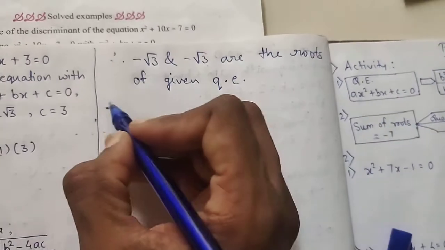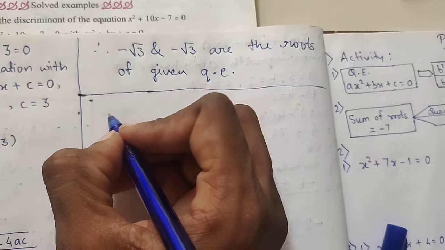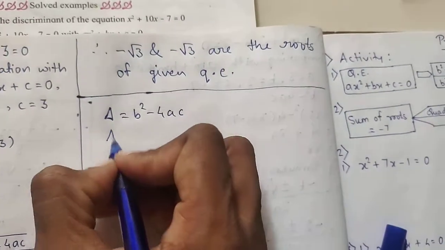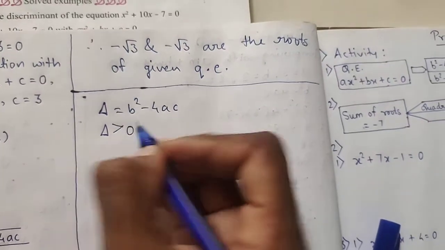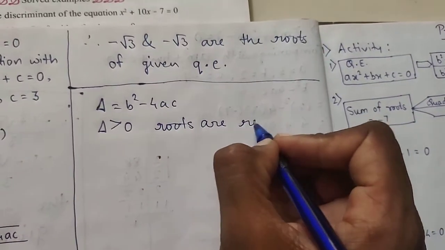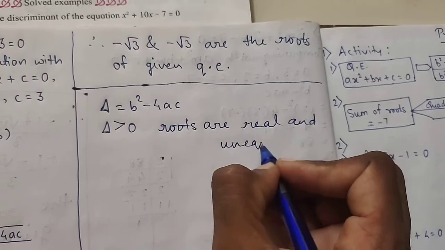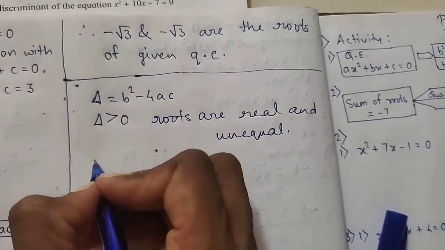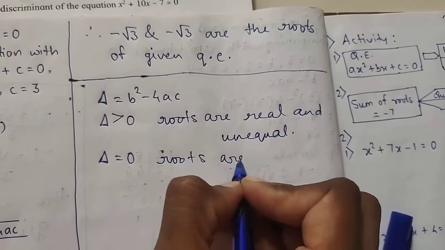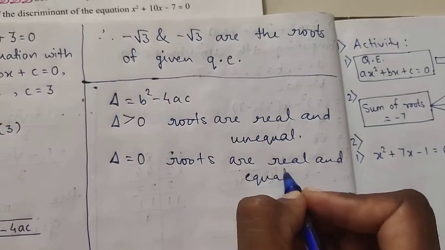Now let me revise. Already I have given you the formula, that is, remember, whenever your delta, that is b square minus 4ac, when delta is positive, that means roots are real and unequal, right? That already I have given you in notes. Real and unequal whenever your delta is greater than 0. But whenever your delta is 0, then what we say? Roots are real and equal. Real and equal, that you have seen in this example.